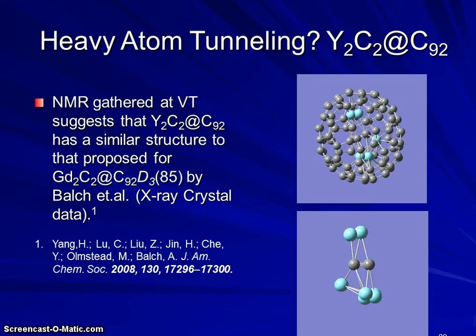Now, we can't get decent NMR data on the gadolinium version of this because the unpaired electrons on gadolinium interfere with the magnet, and so we can't get a good NMR spectrum. But when a group at Virginia Tech isolated the yttrium version of this molecule, we were able to get good NMR data. And the NMR that we gathered suggested that we should have the same structure that Alan Balch found, that is this cross, this T-shaped structure to the internal cluster.